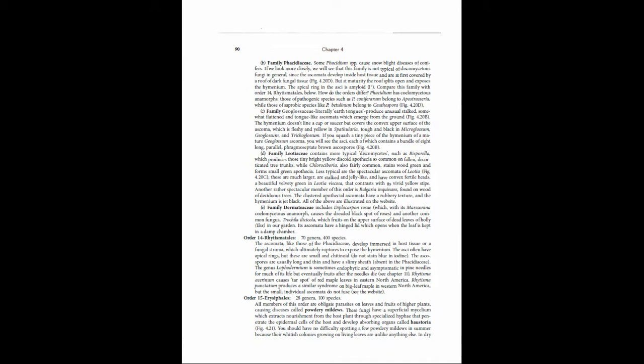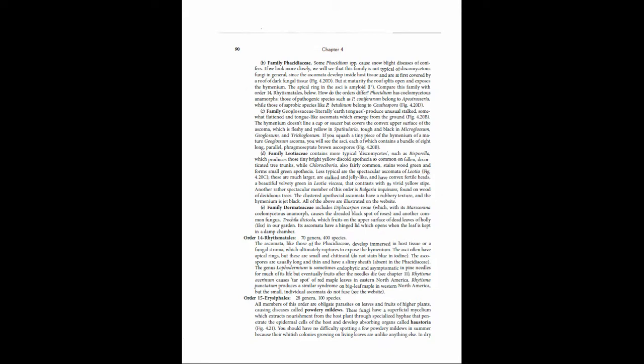Another rather spectacular member of this order is Bulgaria inquinans, found on wood of deciduous trees. The clustered apothecial ascomata have a rubbery texture, and the hymenium is jet black. All of the above are illustrated on the website.